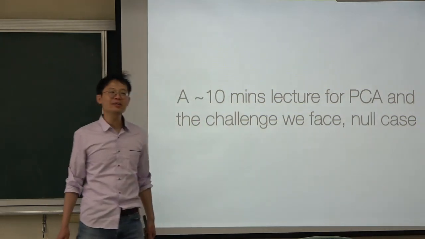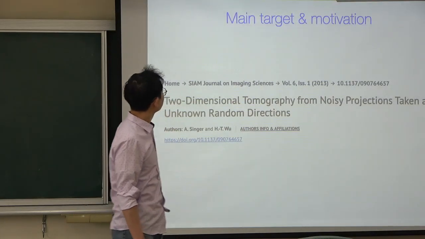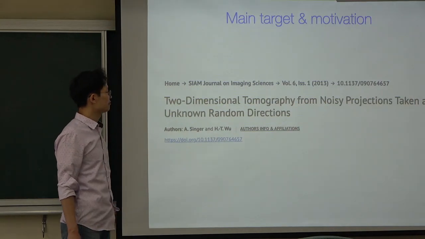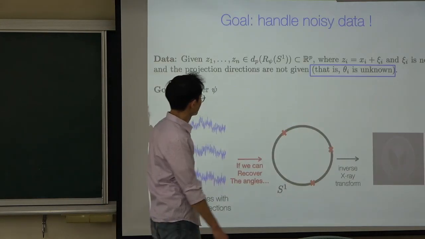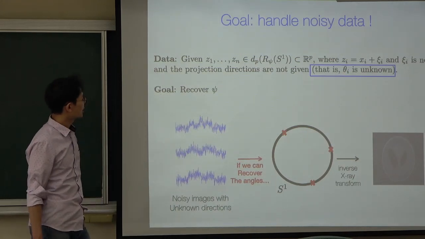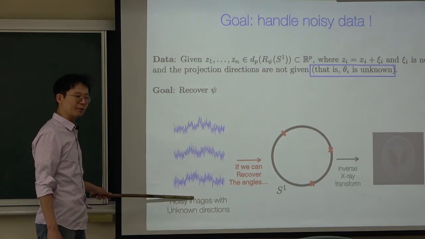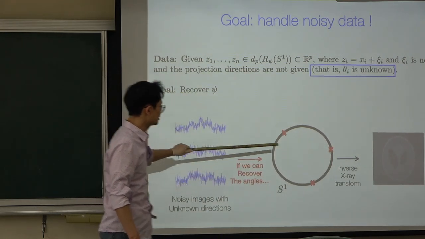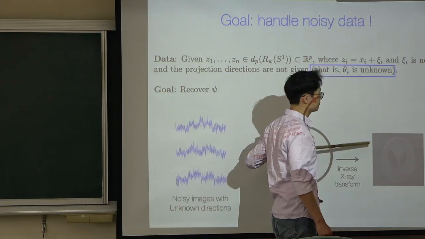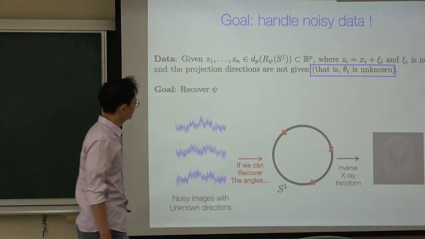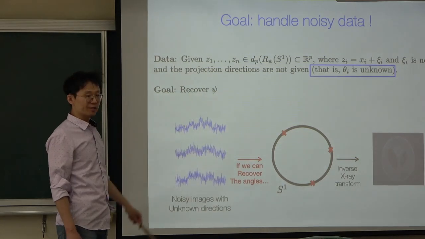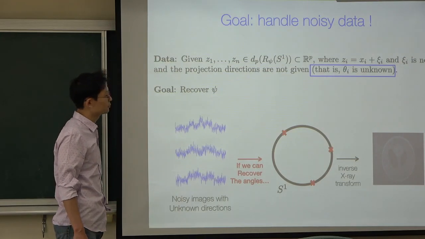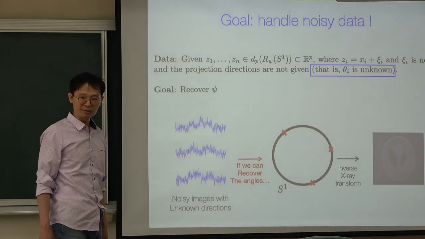So, null case first. And the main target and the motivation is for this paper. We want to handle two-dimensional tomography from noisy projection. And remember, this is the data we get. Noisy data, and we want to recover the projection direction of each projection image so that we can apply inverse X-ray transform to recover the underlying image. Okay, in part 1 we have discussed it, and in part 3 we will handle the noisy data. But we need to discuss principal component analysis before we can do so.